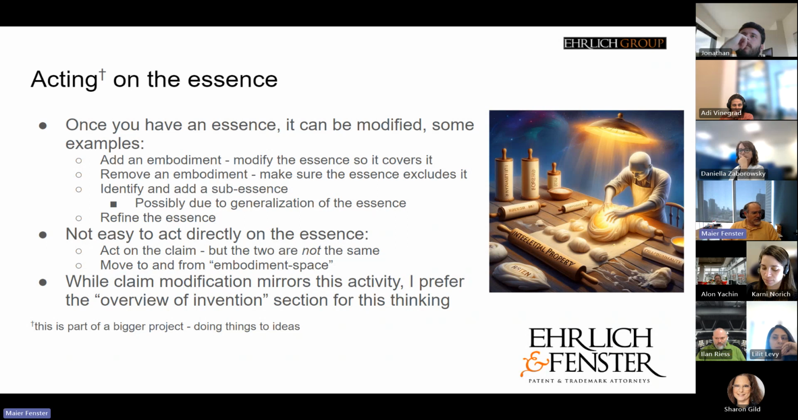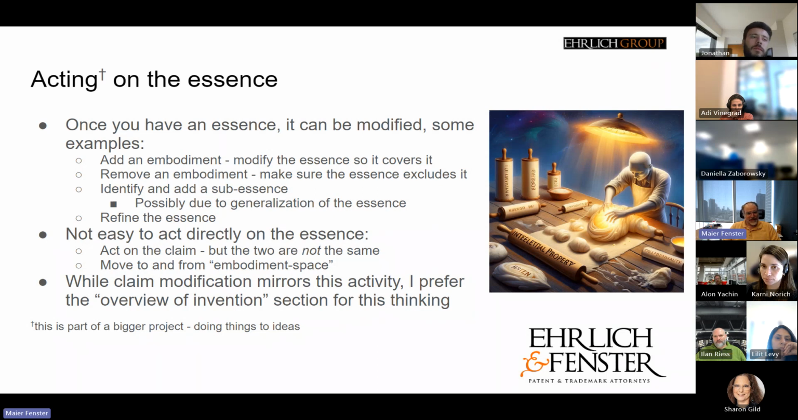And one more act that you might be doing in this playing around with the essence is refining the essence, making it more precise, more exact. Now, the only problem with what I'm talking about is that the essence is some sort of abstract concept and it's really difficult to manipulate it. What we can do is we can manipulate the claim.